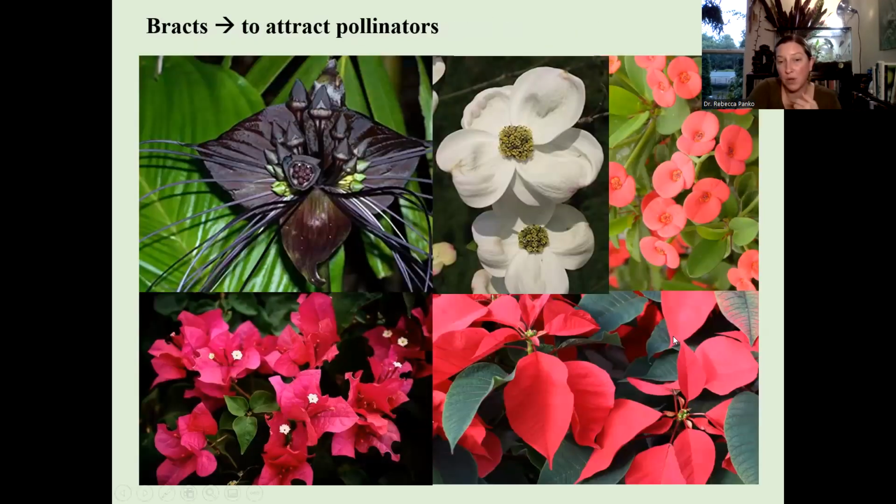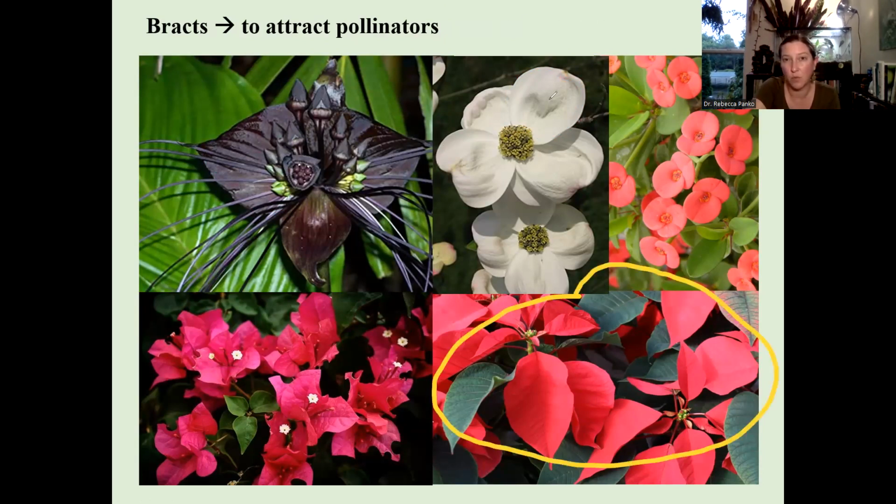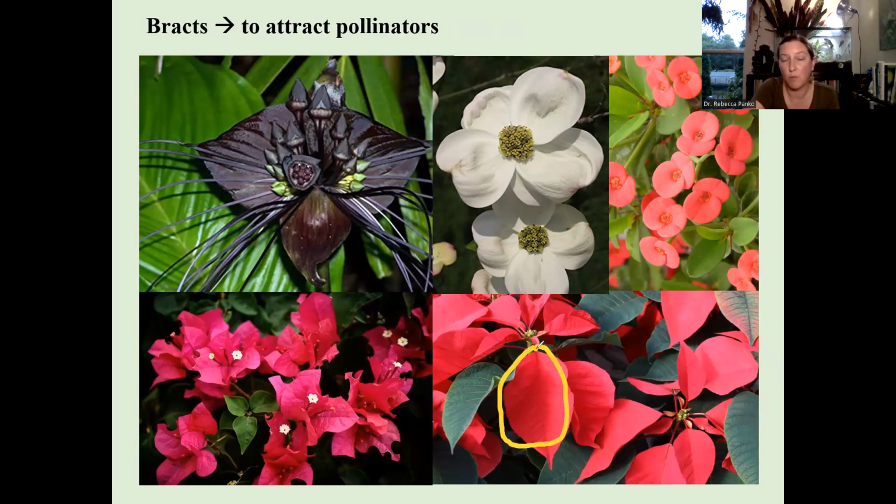Oh, and if you ever buy poinsettias around the holidays, the red part of the poinsettia you see down here, right? You ever see these around the winter holidays? This is the red part. These are bracts as well. They're called bracts.